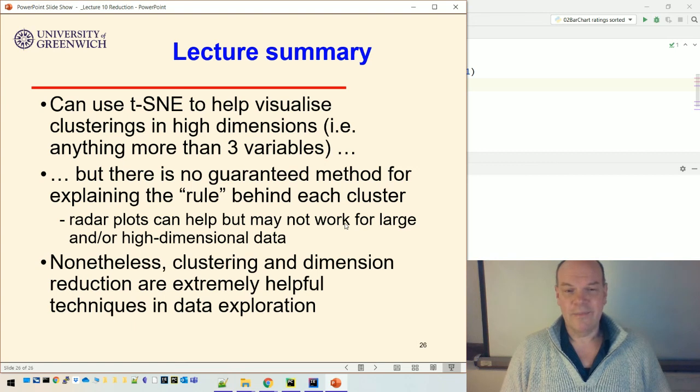Nonetheless, I think the main conclusion to take from this is that if you're trying to do some sort of segmentation or clustering on your data set, dimension reduction and clustering can be really helpful. Rather than doing manual segmentation as we did initially in the course, clustering and data dimension reduction can be really helpful to decide what the segmentation of the data set should be.